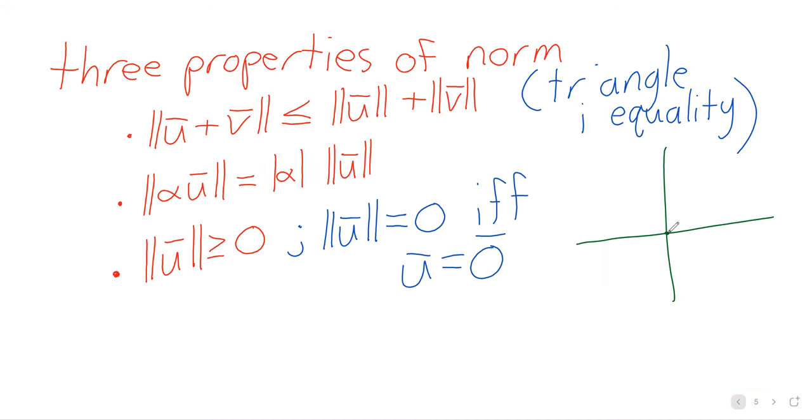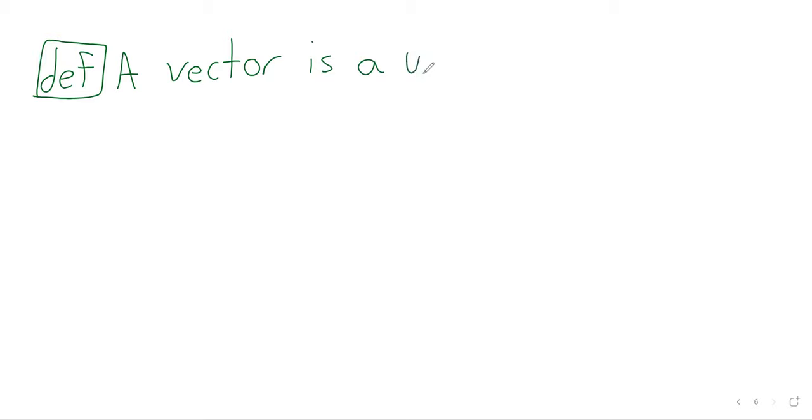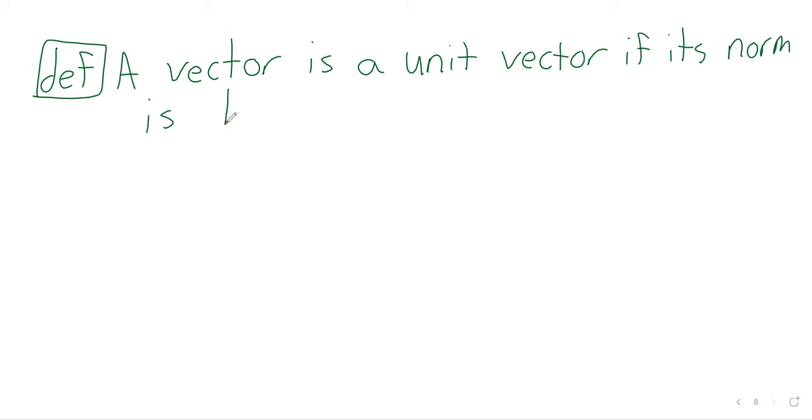From the norm, a few definitions. Definition. A vector is a unit vector if its norm is 1.